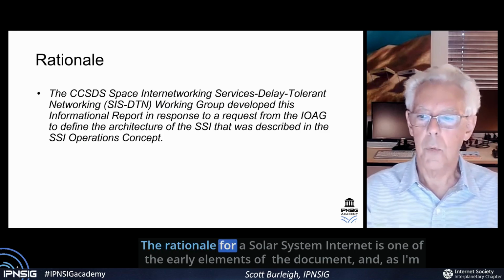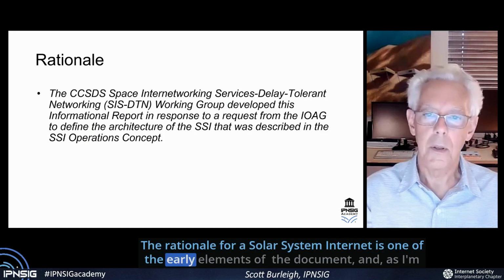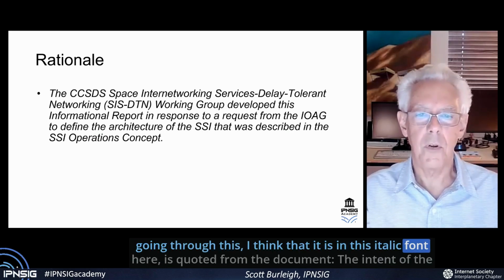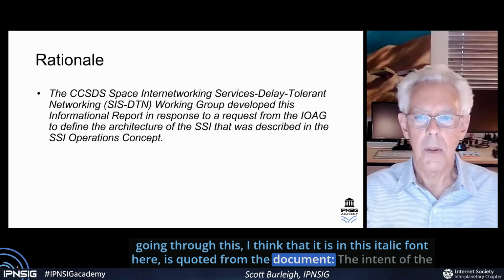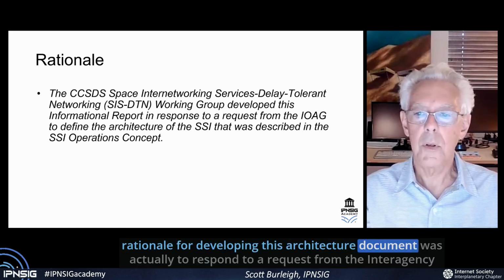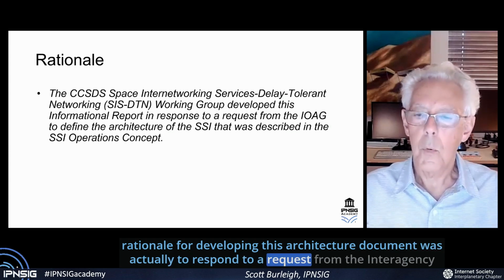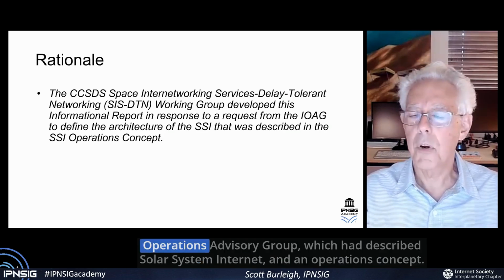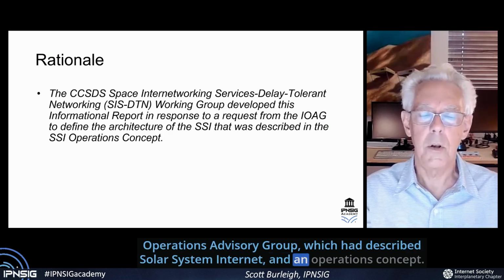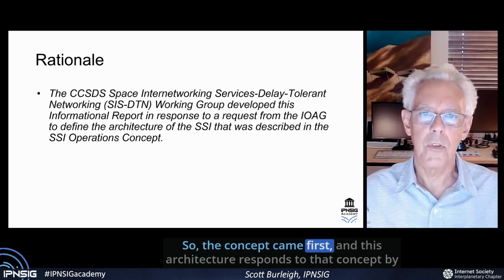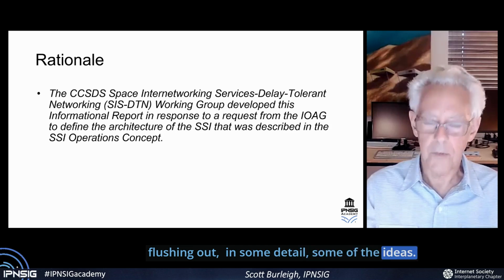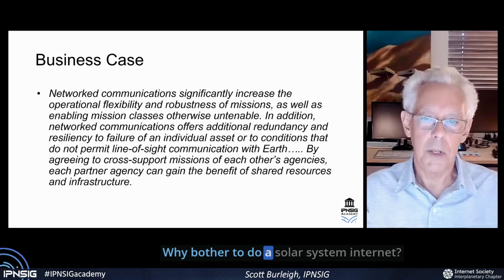The rationale for solar system internet is one of the early elements in the document. And as I'm going through this, anything that's in this italic font here is quoted from the document. The intent, the rationale for developing this architecture document was actually to respond to a request from the Interagency Operations Advisory Group, which had described solar system internet and an operations concept. So the concept came first, and this architecture responds to that concept by fleshing out in some detail some of the ideas. Why bother to do a solar system internet?